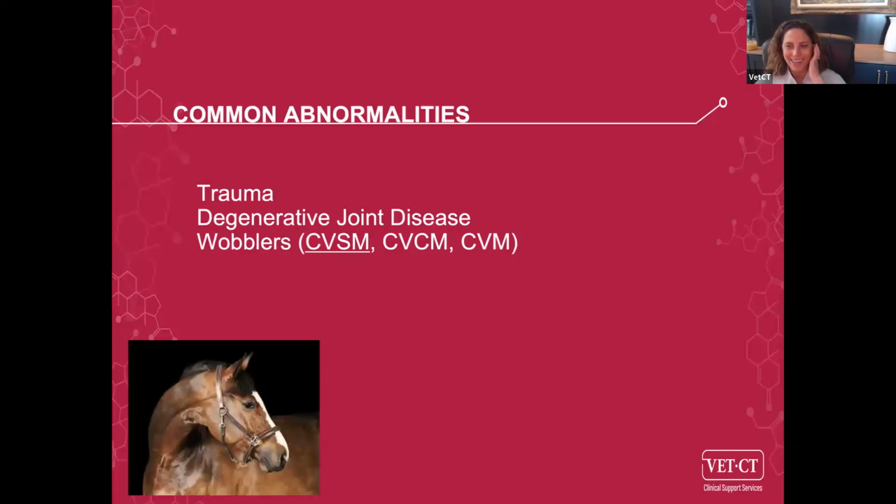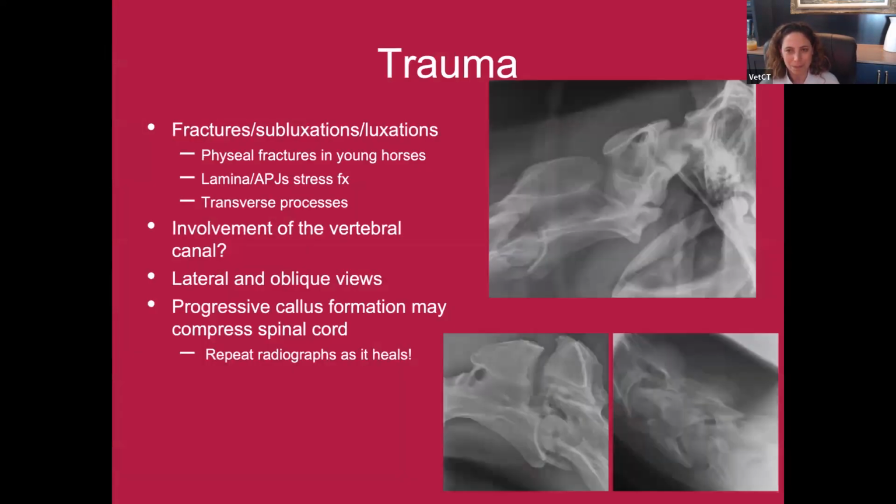Okay, so that's that on the how-to, and I'm happy to talk more about that later. Moving on to common abnormalities. Unfortunately, we don't have that much time, but I am going to cover trauma, degenerative joint disease, and then wobblers, which, as we all know, changes names every 5 minutes. So I'm going to refer to it as CVSM throughout this talk, but call it what you will.